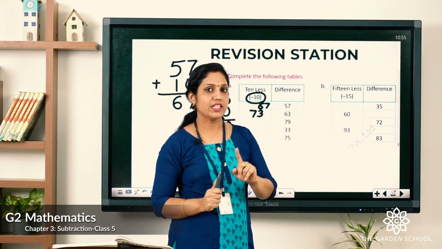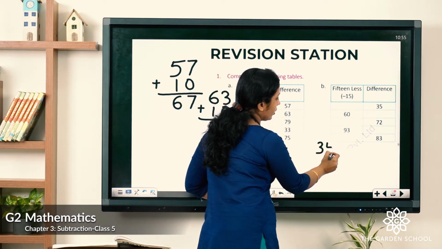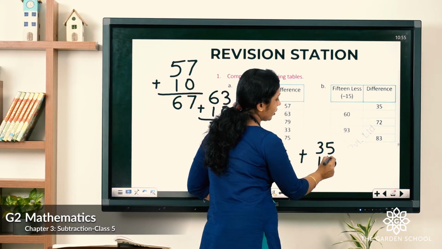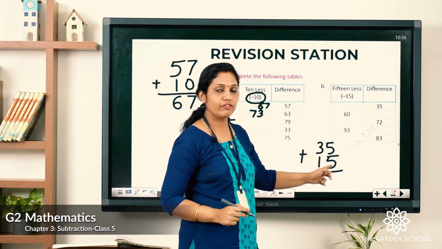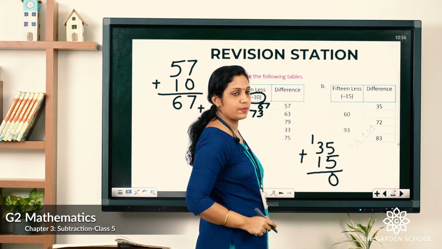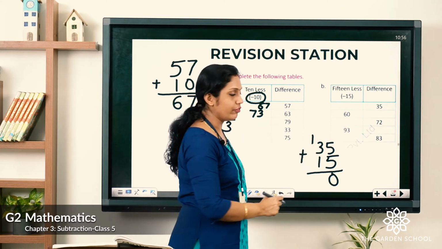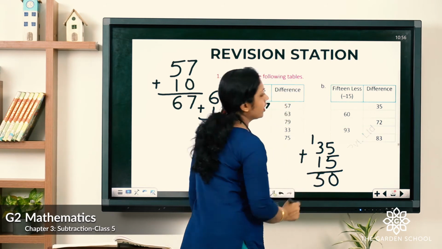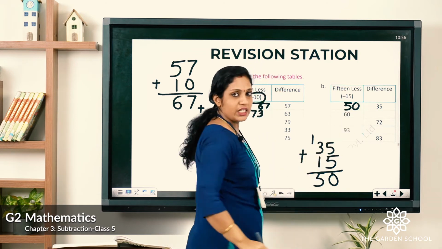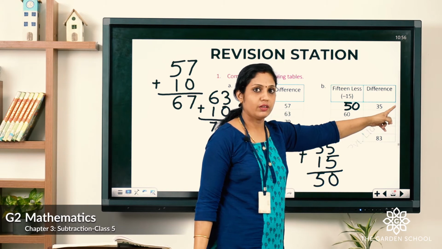Add difference plus subtrahend. So 35 plus 15. How much you get? 5 plus 5 is 10. So write 0 here and carry over to the tens place. 1 plus 3, 4. 4 plus 1, 5. So what is the answer? It is 50. Now you can check 50 minus 15 is 35 or not.